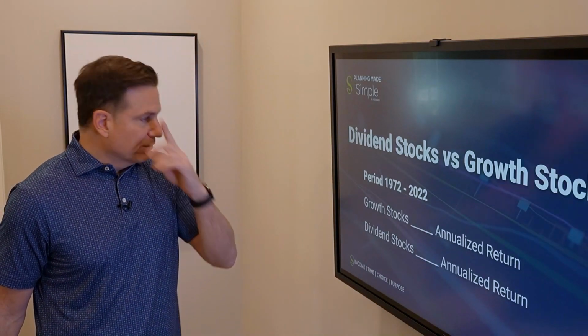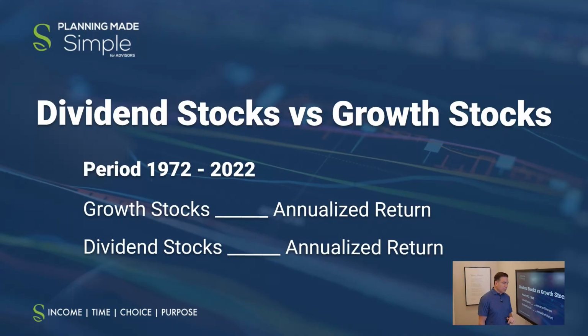Now, dividend stocks versus growth stocks. Look at 1972 to 2022. This is kind of fun. So we're going to ask you to guess. What did growth stocks annualize? What was their annualized total return? This is a total return from 1972 to 2022. This is a huge window. And this is stocks that reinvest their profit to increase their price appreciation.